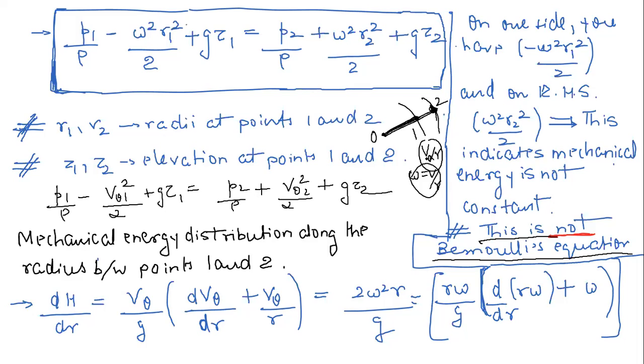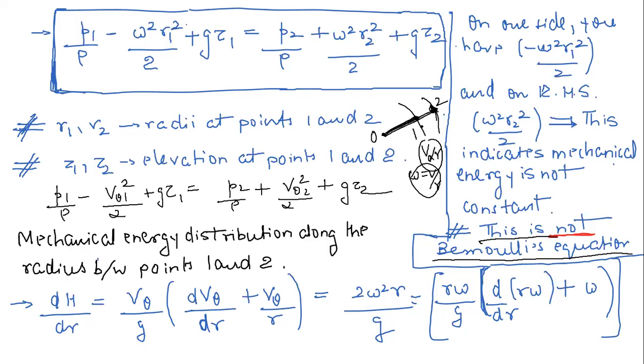Now, if the angular velocity is high at point 2 as compared to point 1, at what point do you feel the energy is low? At point 1 or at point 2, is the mechanical energy low? The point where the radius is higher, there the energy would be greater. So it is very obvious that at point 2 the energy will be greater, because we are subtracting the term minus V theta 1 square by 2 at point 1.